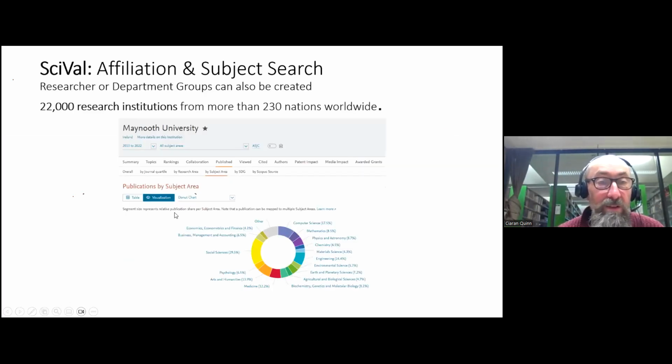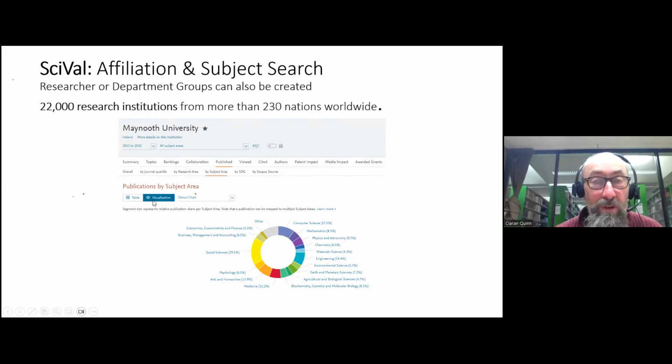For SciVal, to get into SciVal, I should say, what you do is you register with Scopus and then use the same login to click through into SciVal. And I'll show you at the end, in a few minutes, what they look like in real life. But with this one, you can either go in by Maynooth overall look, or else you can also create groups by research or department if you want to. And they cover 22,000 research institutes from more than 230 nations worldwide. So it's huge. So if you know there are comparable universities to Maynooth, for example, you can go in and have a little dig around and see what they're up to and how they're approaching things.